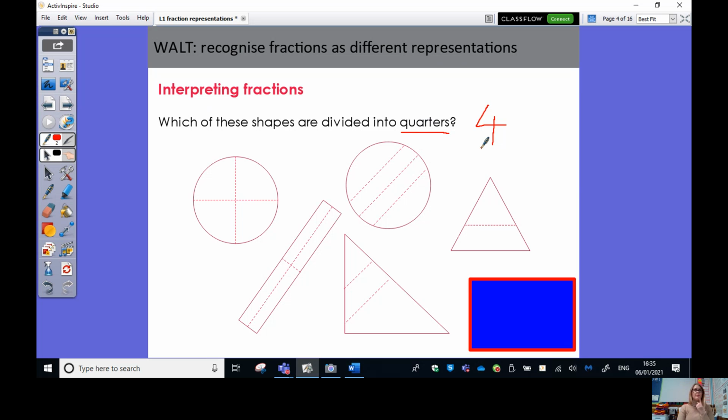Now there's a little bit more important information there, but before I give you all of the answers, what I would like you to do is look at the shapes. You've got 1, 2, 3, 4, 5 different shapes. I want you to think which ones have been split into quarters. So I'm going to pause for a moment. If you want to pause the video and have a proper look, you can. And then I'm going to go through each shape.